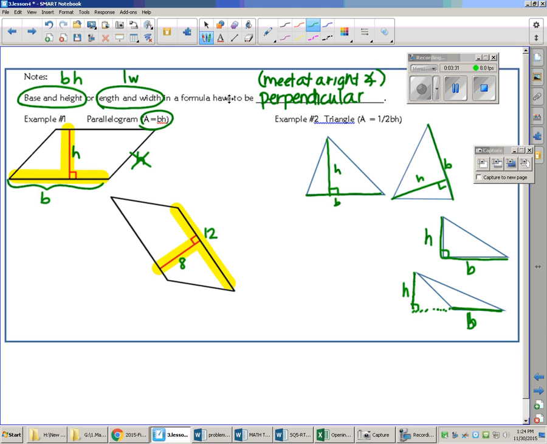So for instance, in this picture that's up here, if the base had been 8 and the height had been 3, when I look at this formula, I would take 1/2 times 8 times 3, which would give me 12 square units.